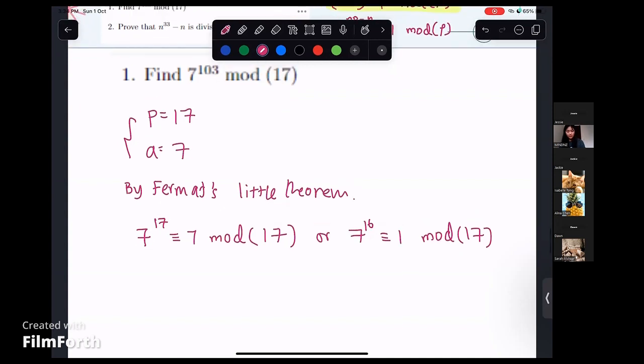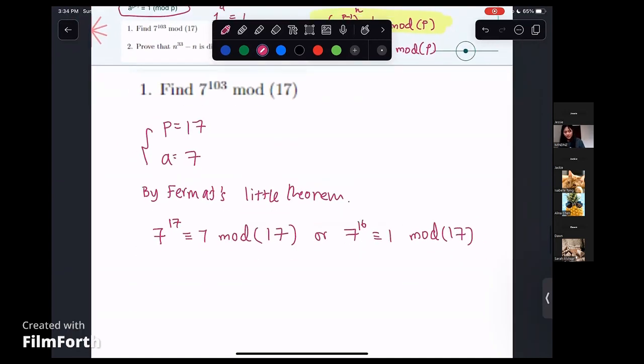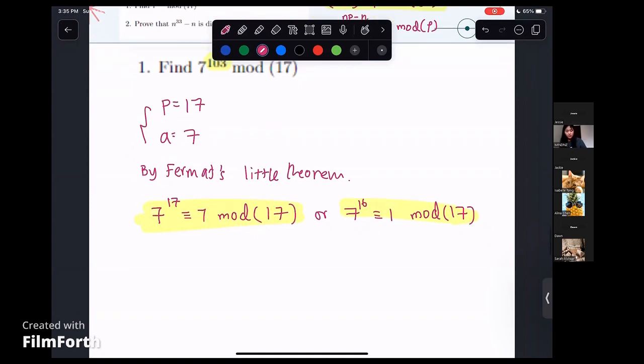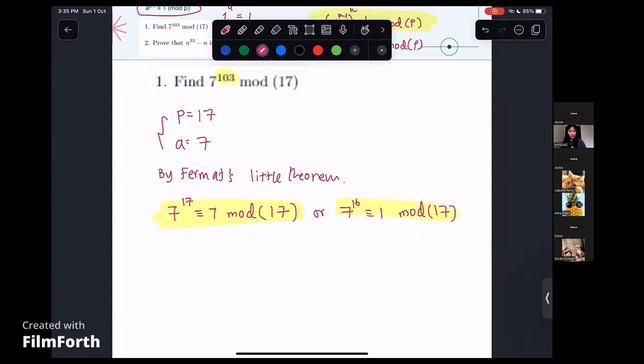So now we know these two conditions, right? Using Fermat's theorem, we know these two conditions, and it can help simplify our problem down, right? Because it's to the power of 103, and we're not actually going to figure out the value of 7 to the power of 103. Okay, let us first go on. Let's consider what 103 divided by 17 is.